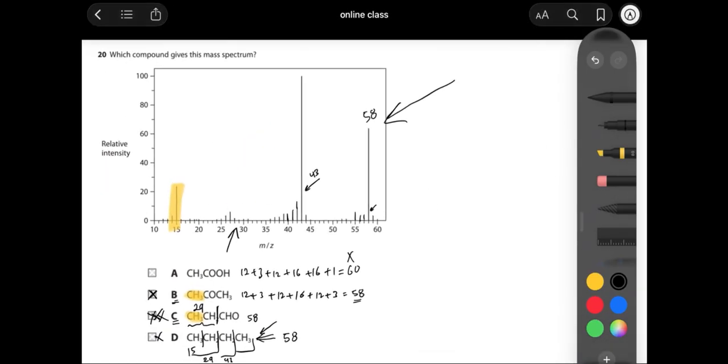In B, because it has a 15, this is for CH3 and this is for CH3C double bond O positive, and this is for the whole compound. So the answer is B in this case.